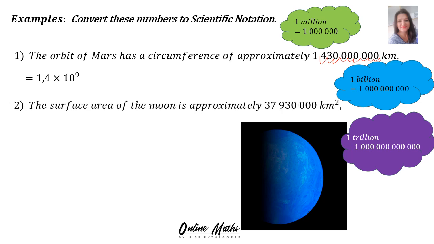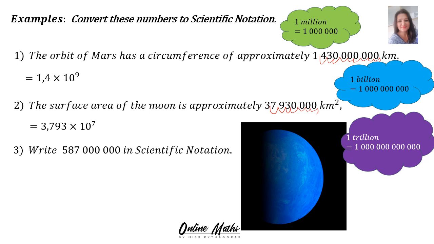Number 2. The surface area of the moon is approximately, and that one reads as 37,930,000 square kilometers. Therefore, let me just show you again. You add your invisible comma and you count 1, 2, 3, 4, 5, 6, 7. So it's 3,793 times 10 to the power of 7.